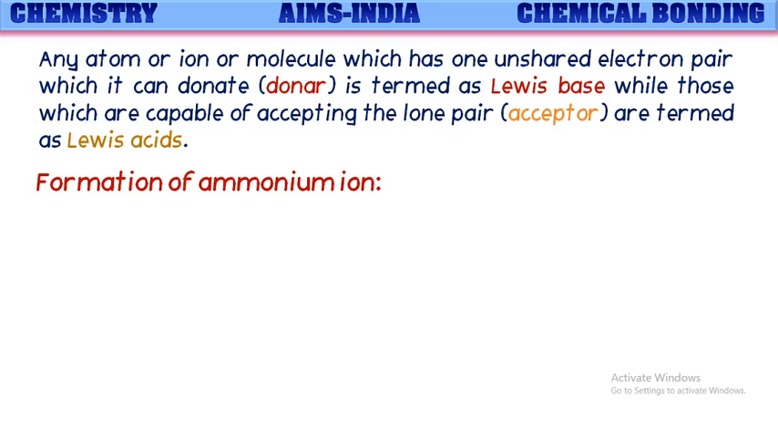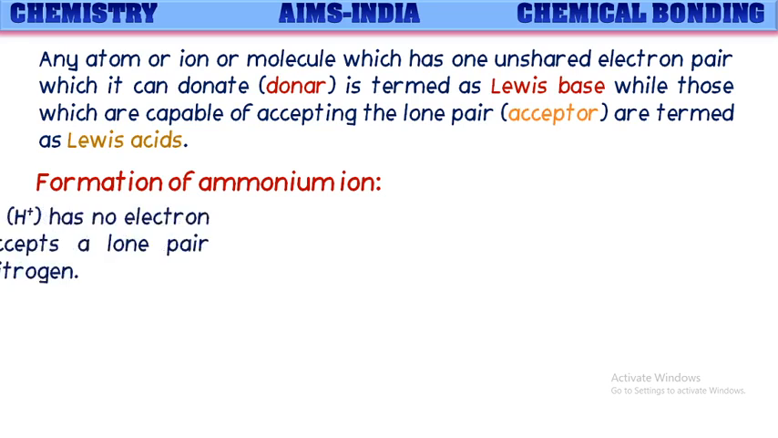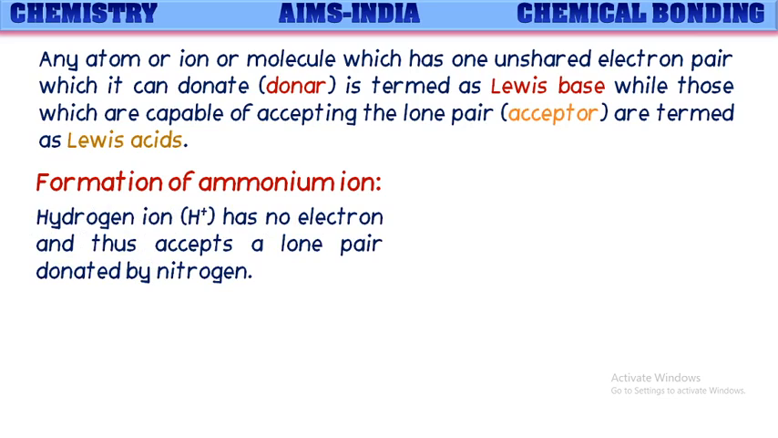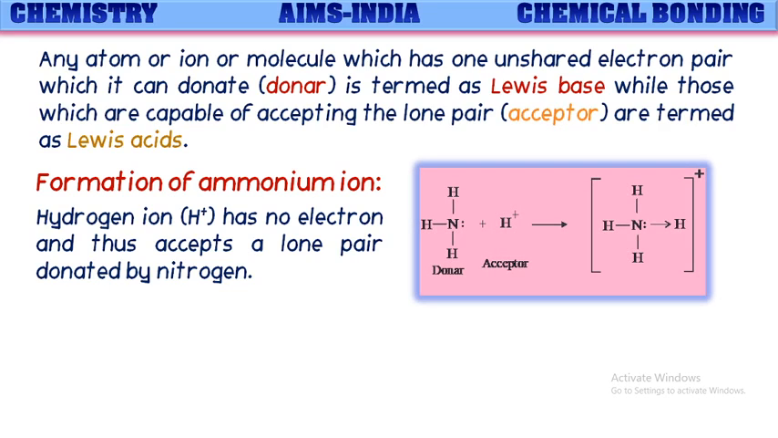Let us see one more example, the formation of the ammonium ion. The hydrogen ion has no electrons and thus accepts a lone pair of electrons to get a duplet configuration, so it is ready to accept the pair of electrons from nitrogen in ammonia. Here the ammonia molecule has a lone pair of electrons on the nitrogen. H plus has no electrons, so it is ready to accept the pair of electrons from nitrogen, and hence a dative bond is formed.